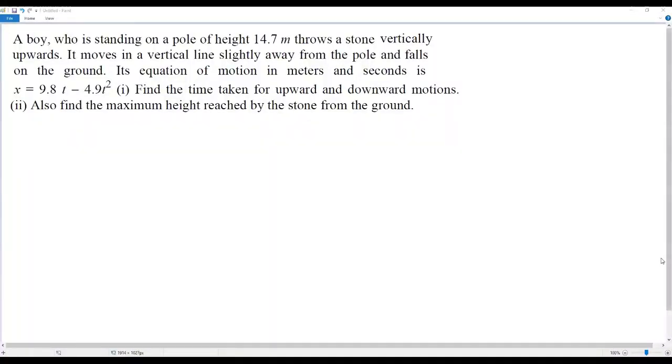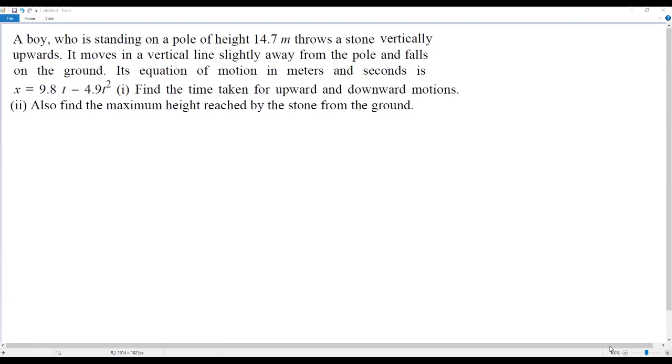Here we have a calculus problem. Okay, let's go to the information. A boy who is standing on a pole of height 14.7 meters throws a stone vertically upwards. It moves in a vertical line slightly away from the pole and falls on the ground. Its equation of motion in meters and seconds is x equals 9.8t minus 4.9t squared.